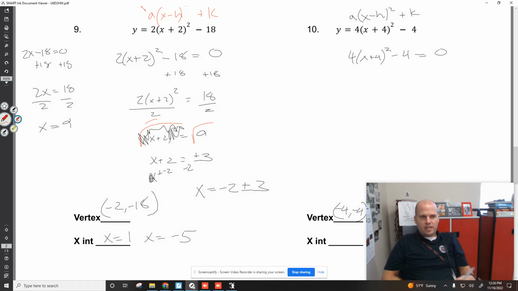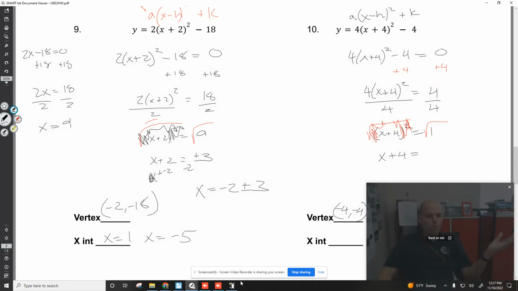Okay. Pretend this is just like a big X, you know? What would you do? Get rid of the stuff adding and subtracting first. Get rid of the stuff multiplying, dividing second. Isolate this square. Square root both sides. That's going to undo that, giving us x plus 4.